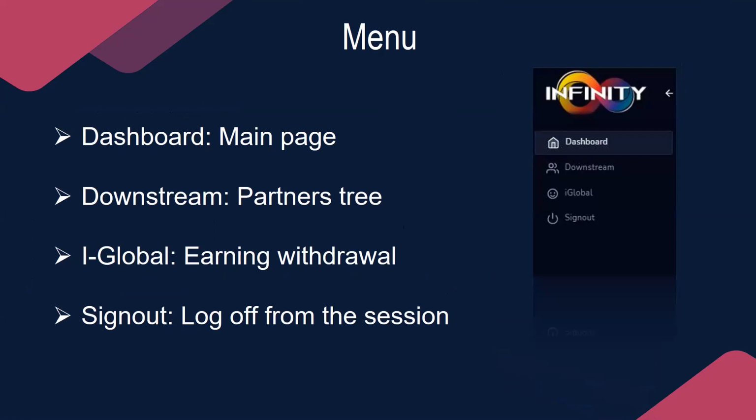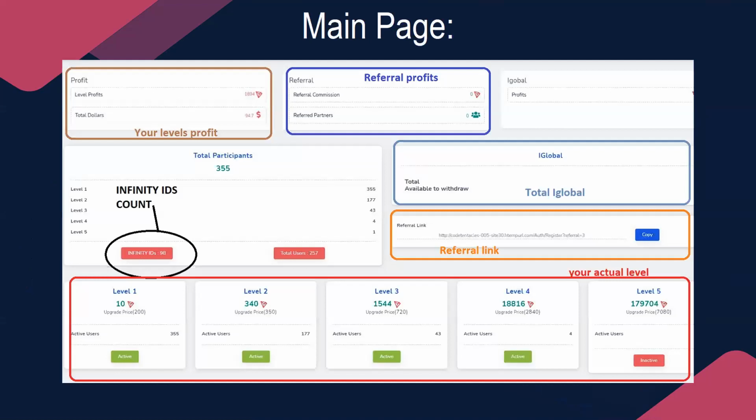iGlobal, where you can withdraw the earning, and sign out is the normal log off that we all know. Going for the main page or the dashboard, you can see your profit on the left upper side, your level profit only. Near to it, you have your referral profits. Near to it, you have your iGlobal personal profit. Then total participant, and as you can see on a circle, these are the Infinity IDs created by the system. And these two numbers, you'll be having every ID on each and every level.